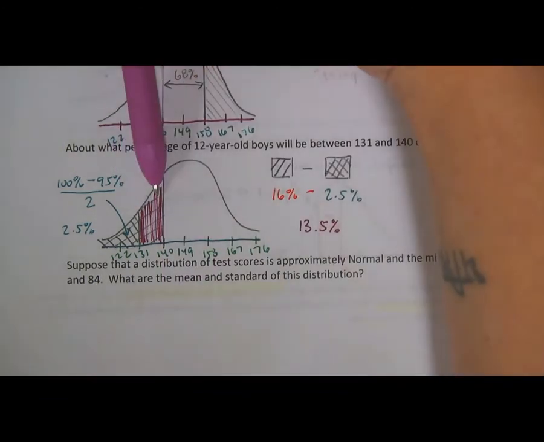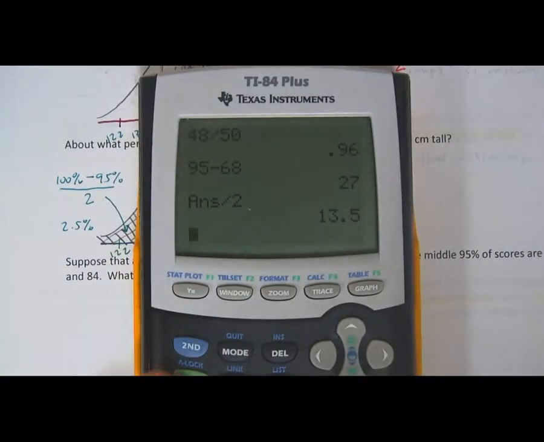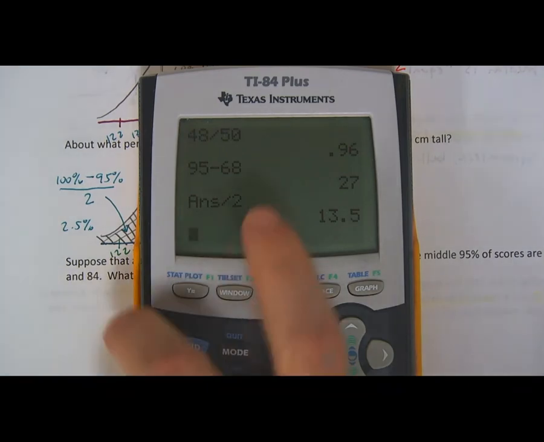So you can take 95% minus 68% and you get 27%. And then cut it in half because you only want one side and you get that 13.5%. That's great insight. That's wonderful.